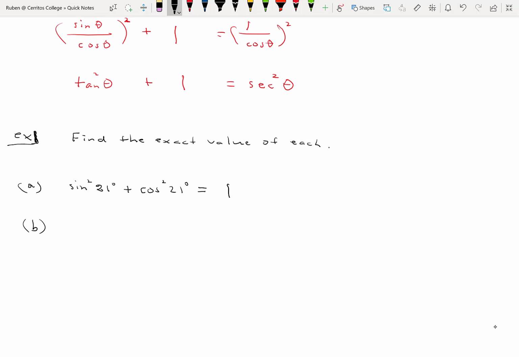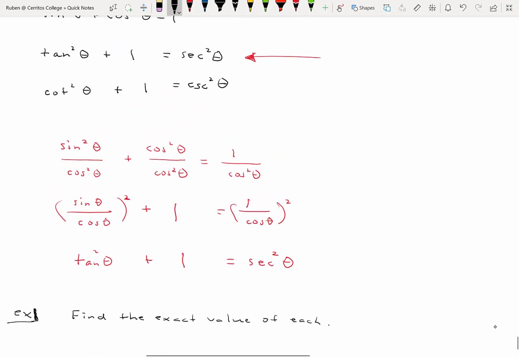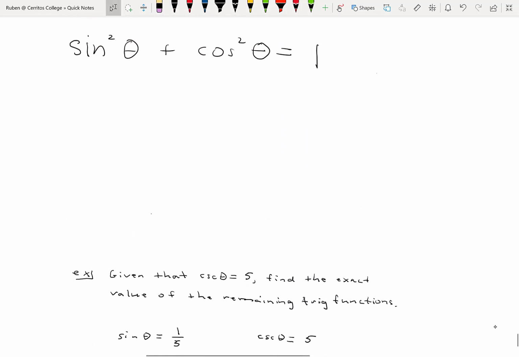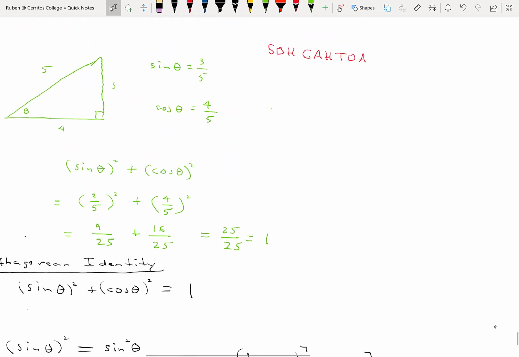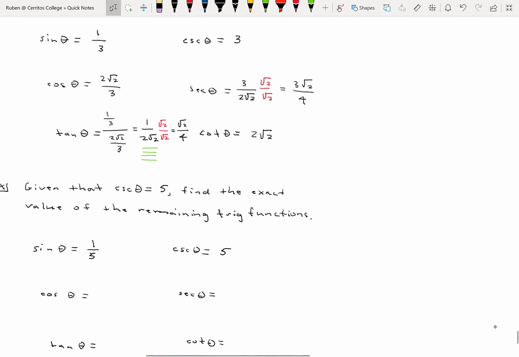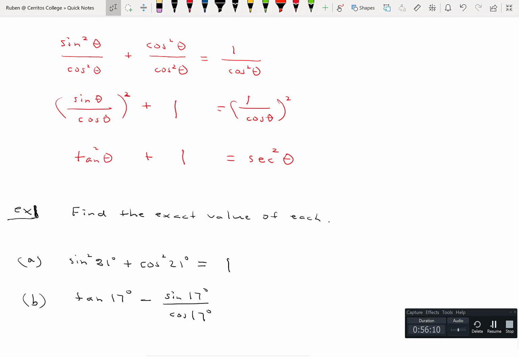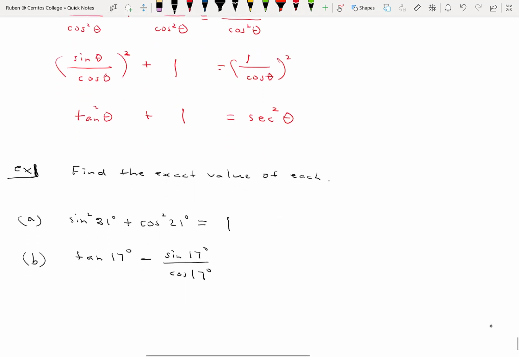So B. What is the tangent of 17 degrees minus the sine of 17 degrees divided by the cosine of 17 degrees? This was a little trickier. So look at the sine of 17 over the cosine of 17 degrees. Let's go way back here, if my surface will allow us to go way back. Oh my goodness, I had no idea we had to go this far back. There it is. Tangent of theta equals sine of theta over cosine of theta.